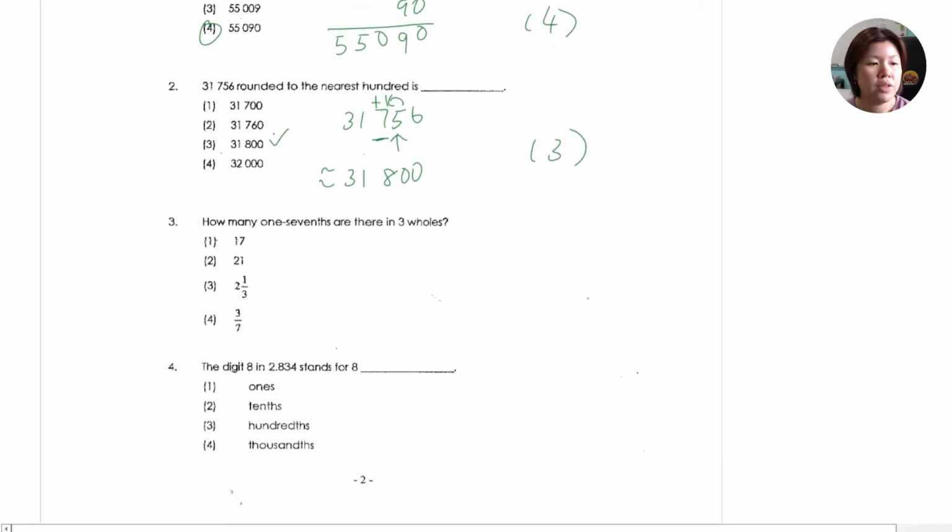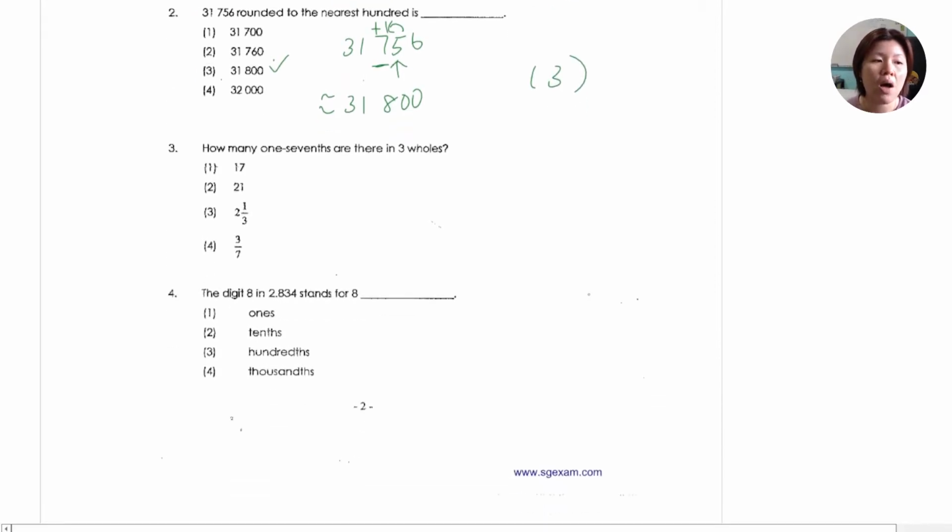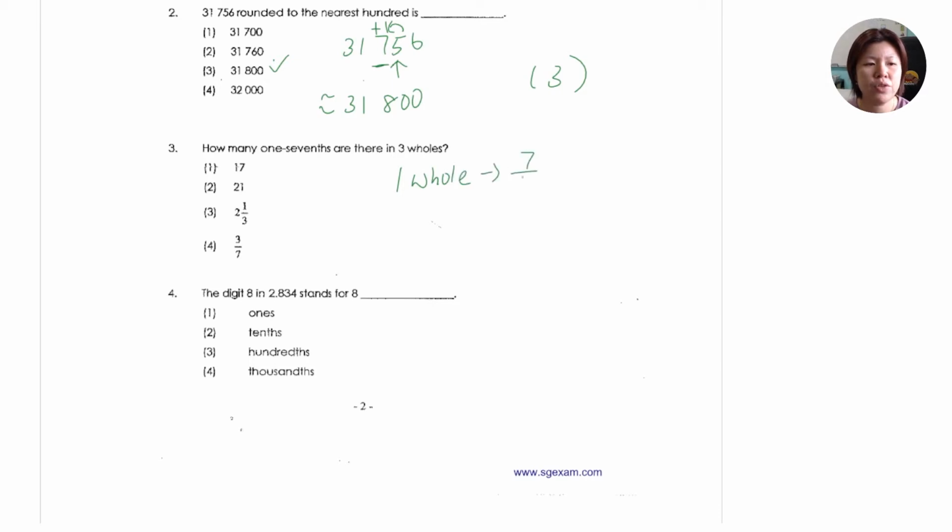Okay, let's move on. It's asking how many 1 over 7 are there in 3 wholes. So 1 whole, I have 7 over 7, which means I got 7 sevenths. So imagine it's 3 wholes. 7 times 3 will give you 21 sevenths. Answer number 2.